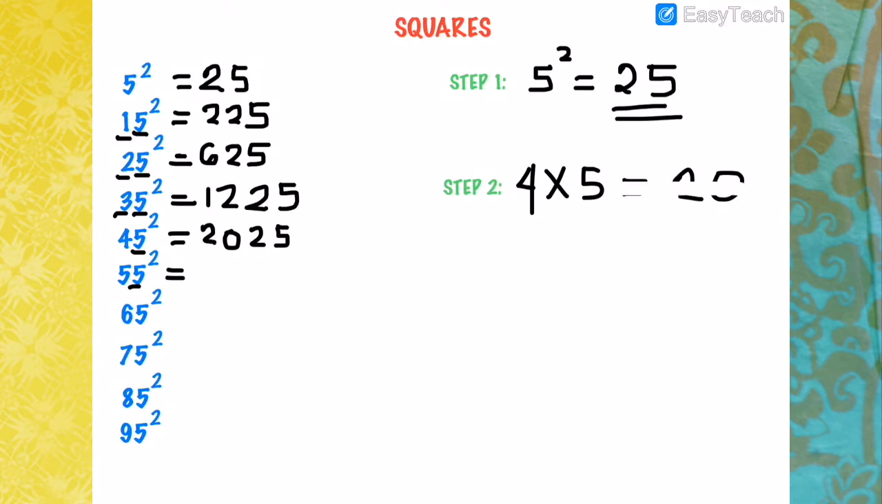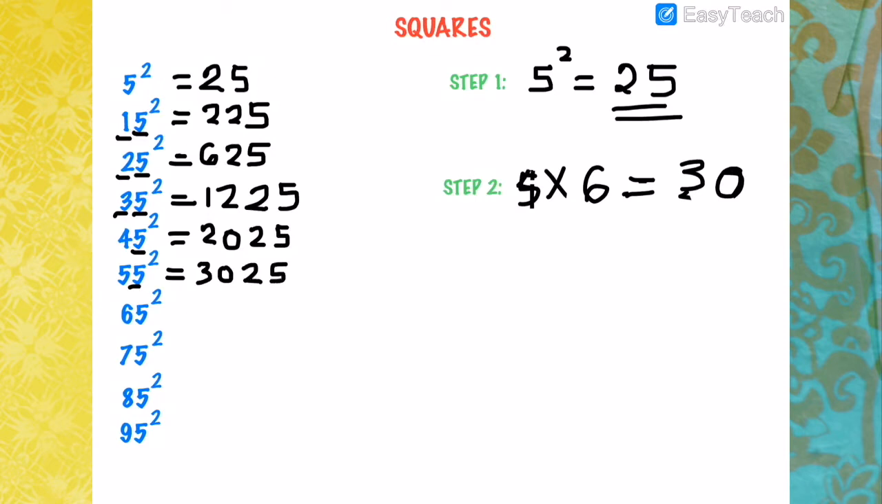Now let's proceed to the next number, which is 55 squared. Again, 5 squared, which is 25, followed by, what is the number after 5? That is correct. You have 5 times 6. That would give us, that is right, 30. Therefore, 55 squared would be 3025.